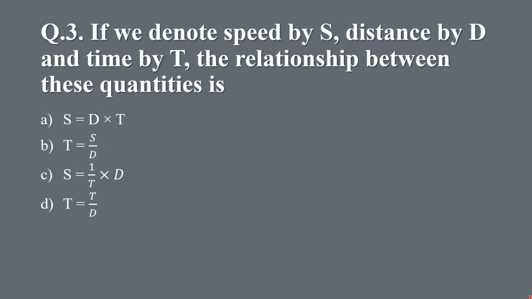Question 3. If we denote speed by capital S, distance by capital D, and time by capital T, the relationship between these quantities is A. S equal D into T. B. T equal S upon D. C. S equal 1 upon T into D. D. T equal T by D. The right answer is C. S equal 1 upon T into D.